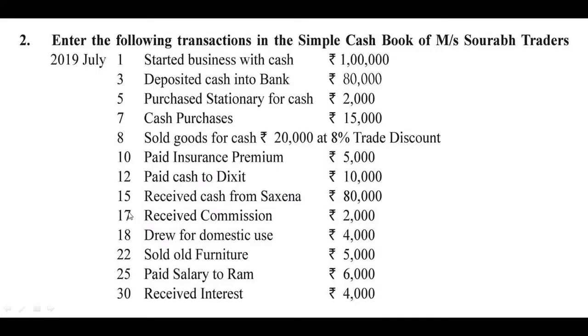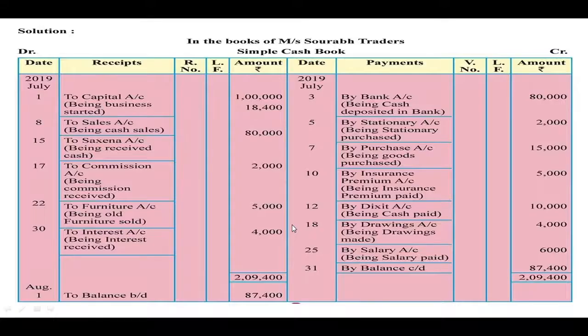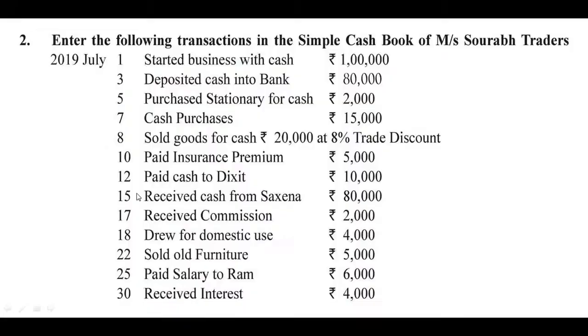Then 17th July, received commission rupees 2,000. So when the commission is received, cash comes in the business, therefore the transaction is recorded on the debit side, 17th July to commission account 2,000 and being commission received.